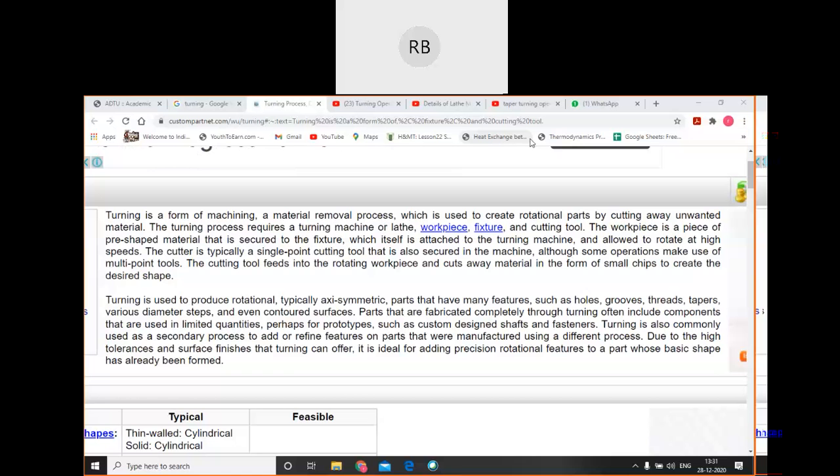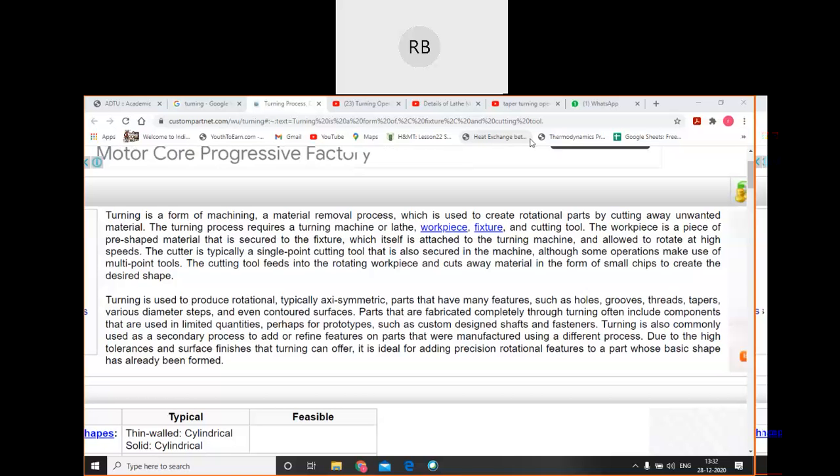Turning is used to produce rotational and typically axisymmetric parts. Axisymmetric means that after the operation, the object will be symmetrical axially. Okay, around the axis of the object, it will be symmetric on both sides. So typically, this turning process is used for axisymmetric parts that have many features. It can be used for holes, also grooves, also threads.